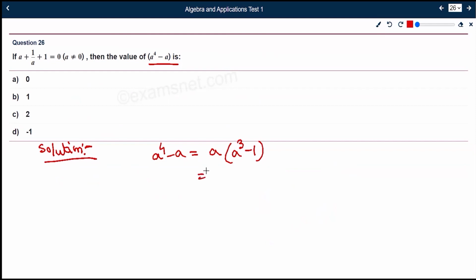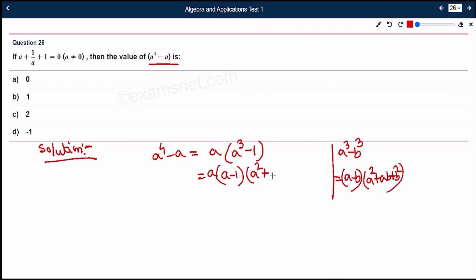In order to solve this, you need to know the identity of a cube minus b cube. So let me first write it here. The formula for a cube minus b cube results in a minus b multiplied by a square plus ab plus b square. Here we consider a as a and b as 1. So we can write a minus 1, a square plus a plus 1.